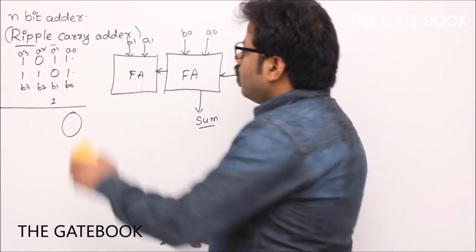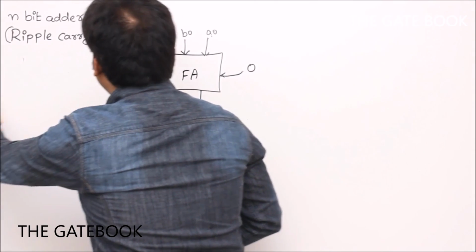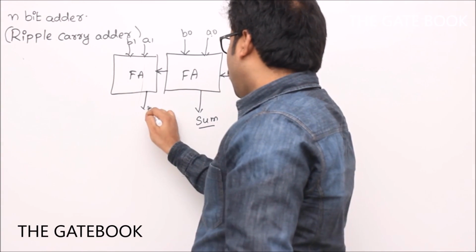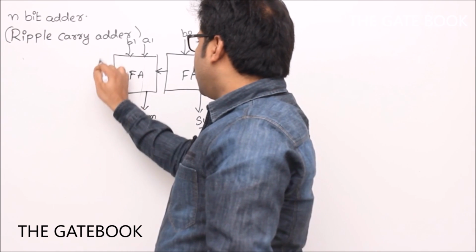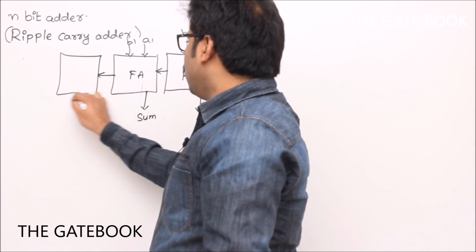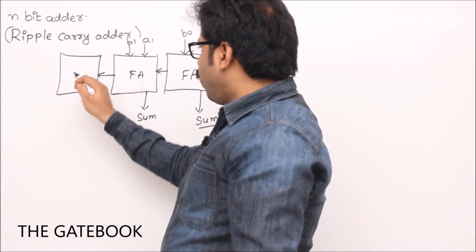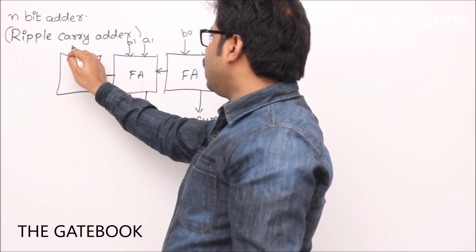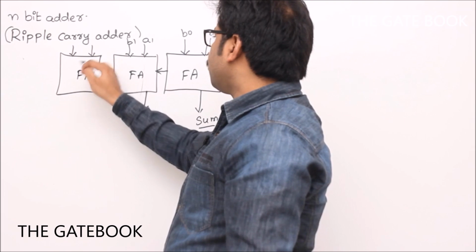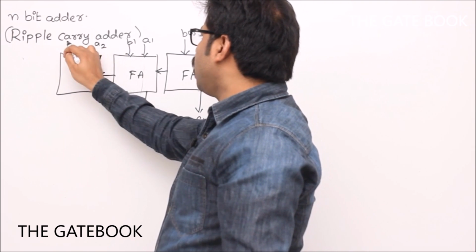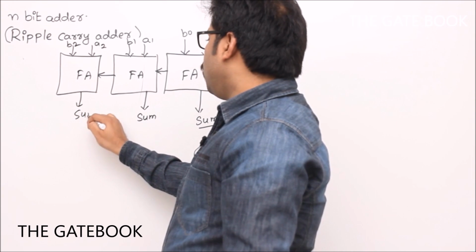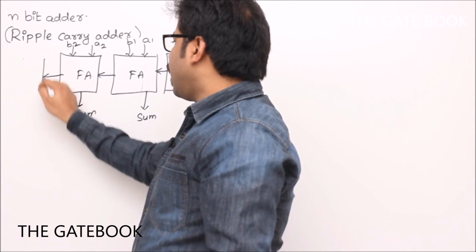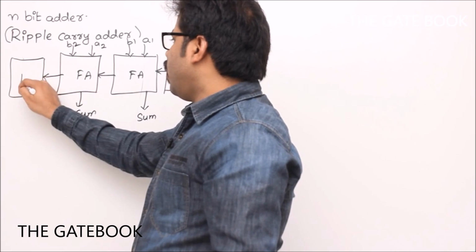So let me erase this part. You get again sum that I want. That is the second bit. You get carry. So that carry is going to ripple over other full adders. That's why we say it is a ripple carry adder. It will be like this: a2, b2. You get here sum and you get again carry. Connect that carry to another full adder.